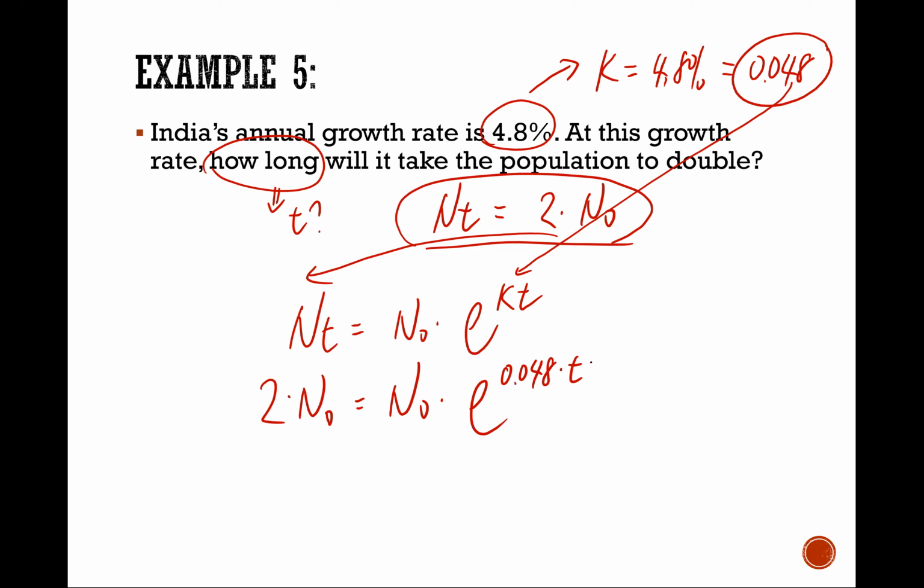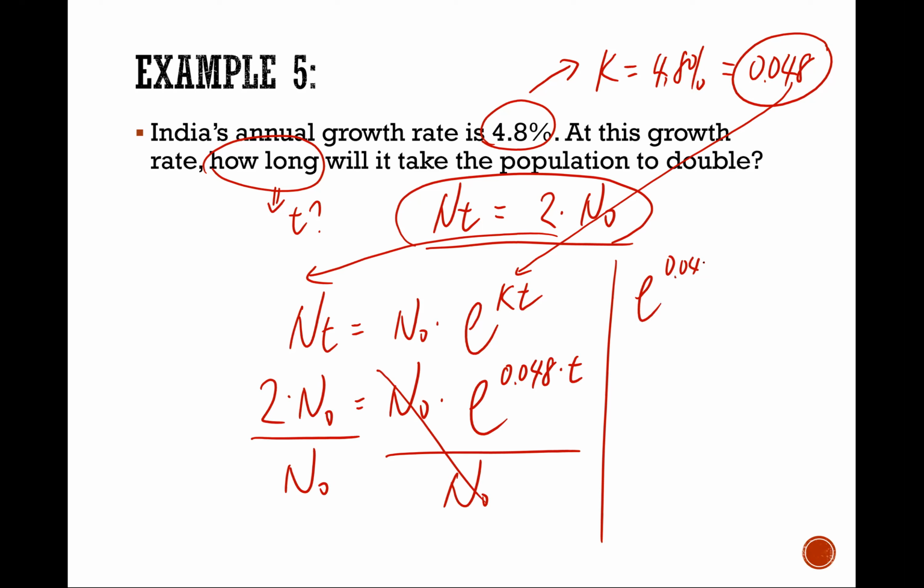First of all, we can divide N0 from both sides of the equation. We cancel N0 and get e to the 0.048t equal to 2. As you can see, although we don't have the actual number for the initial population and the population after t years, that is not relevant. After we cancel N0, just a constant of 2 remains, meaning doubling is happening, so the constant factor becomes 2.